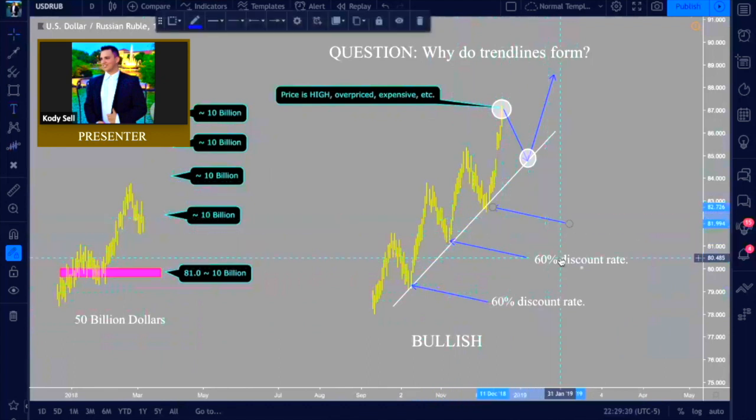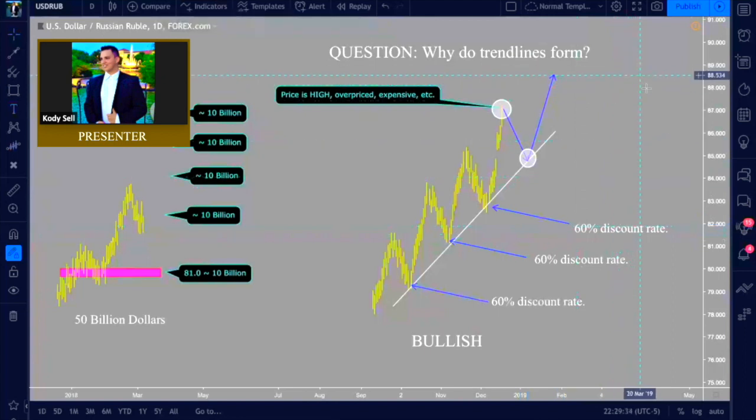60% discount rate buy order. And this is what's driving the market in its bullish trend. It's supply and demand. They're coming in, filling their orders at specific discount rates that they've agreed upon, and thus you end up with a solid, reliable trend line that's showing you where they're coming in.